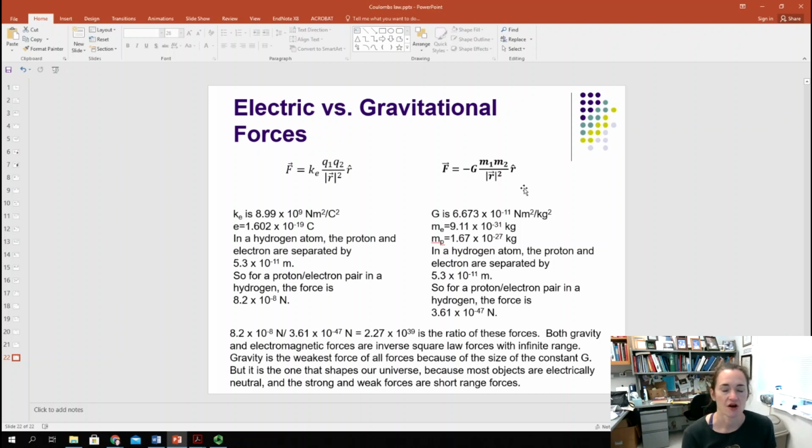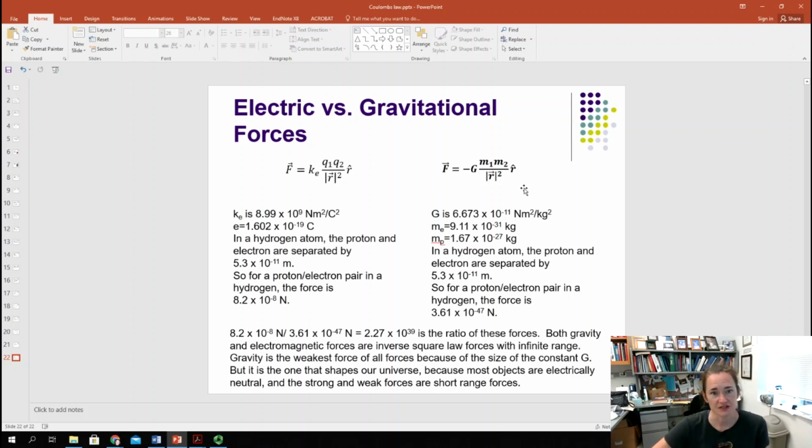Let's compare it for a proton and an electron in the Bohr model of the hydrogen atom, okay? The Bohr model of the hydrogen atom puts forward that the proton is the center and that the electron encircles it in an orbit. Now in the ground state orbit, the distance between the proton and the electron is 5.3 times 10 to the minus 11 meters. It's super tiny, okay?